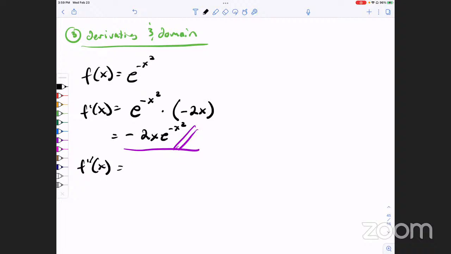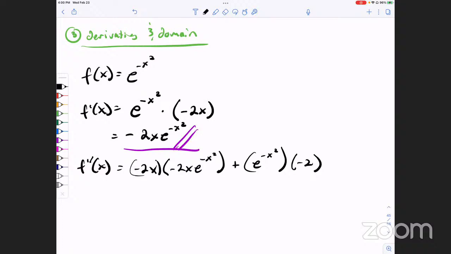So it's a derivative of the derivative. We have to use the product rule: the first times the derivative of the second. This guy times the derivative of the second is just a repeat, so that's 2x e to the negative x squared. So the first times the derivative of the second, plus the second, which is this, times the derivative of the first, which is going to be negative 2.